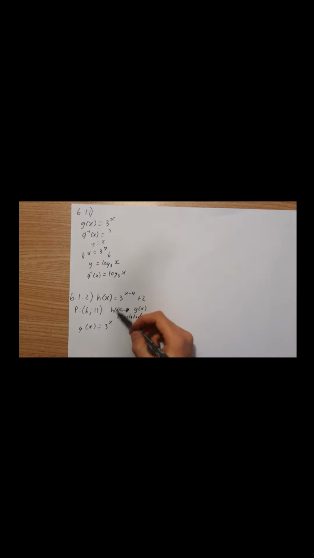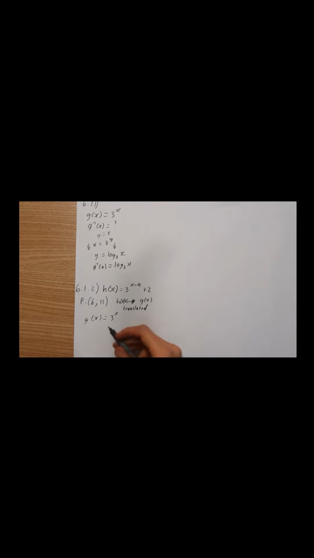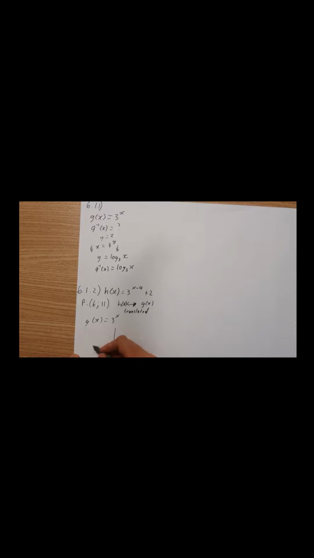Okay, so let's quickly just note what's happened here. So originally we had g of x equals 3 to the x. Okay, so let's have a look. From g of x to get h of x, we've shifted our graph to the right 4 units, and then we've shifted it up 2 units. Okay, so g of x looks something like this. So it will intercept at 1, because if x is 0, this becomes 1. So g of x looks something like this.